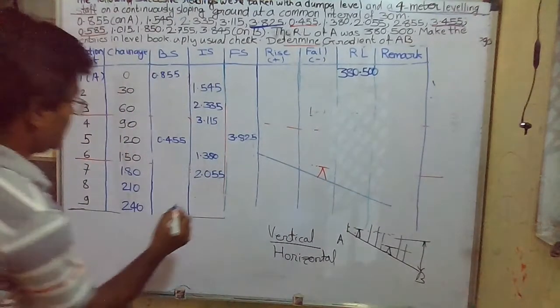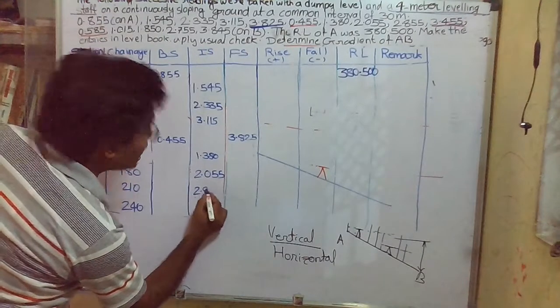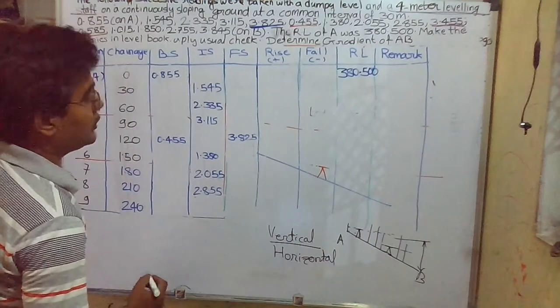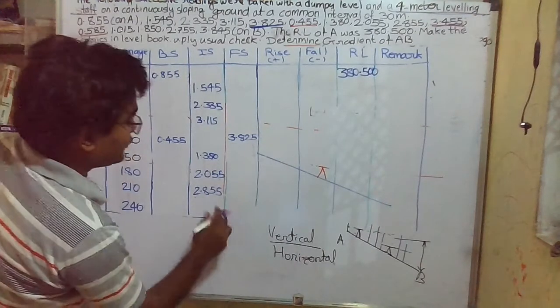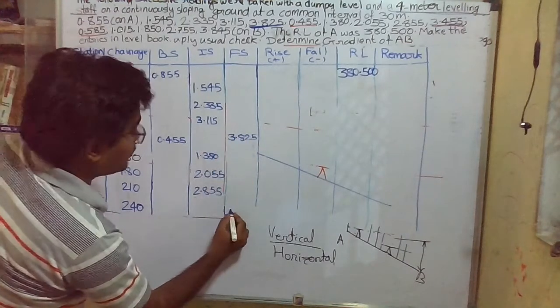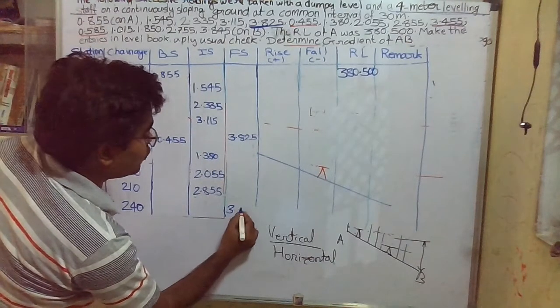Then 2.855. Then the next reading is 3, that is our change point. So we will write it in the column of foresight. That reading is 3.455.